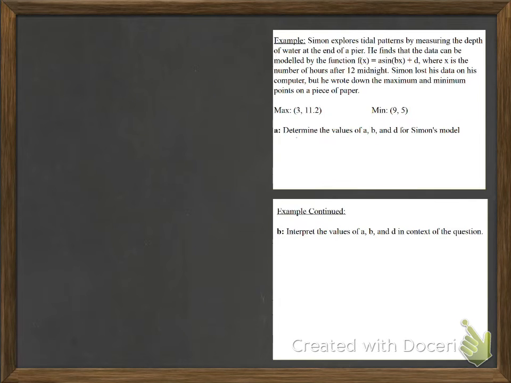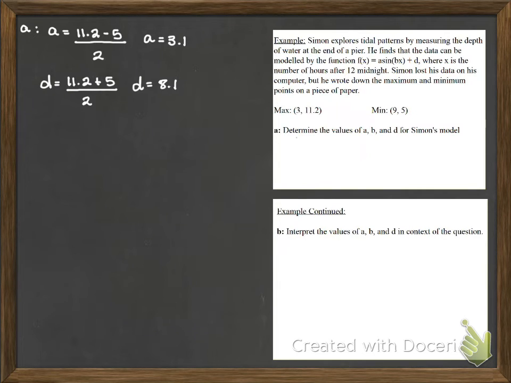On this one, we are given our max and our min, and we need to find a lot of missing pieces. First, find A, B, and D in our equation, and it does say our equation is f of x equals a sine b of x plus d. Starting with A, our amplitude, that's y max minus y min divided by 2, so 11.2 minus 5 divided by 2, and we get A to be 3.1. D is y max plus y min divided by 2, so 11.2 plus 5 divided by 2, and we get 8.1.